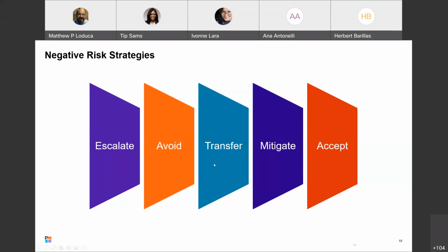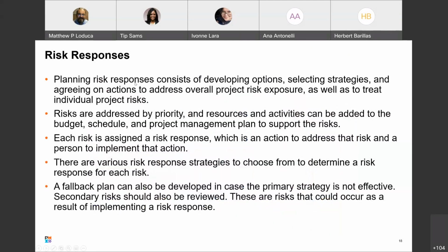So I'm going to go back to this other slide here. Again, when we're planning the risk response, we're talking about developing options and selecting strategies. So one of those strategies that we just covered, you'll be saying, this is what we're going to do on this particular risk. This is what we're going to do on this one.